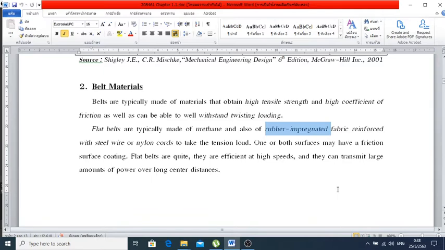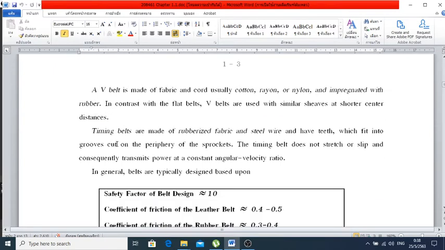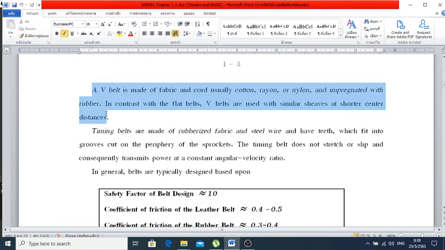Or else it can be reinforced, where we apply steel lining, so we can also do that. We apply it for this kind of thing. Rubber impregnated is the keyword here anyway. So therefore, okay, the V belt, and that's what is said in here.